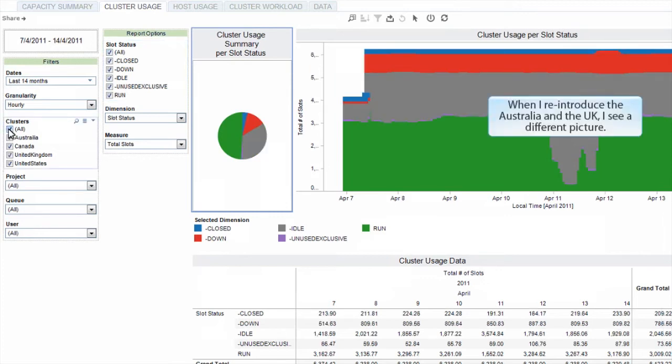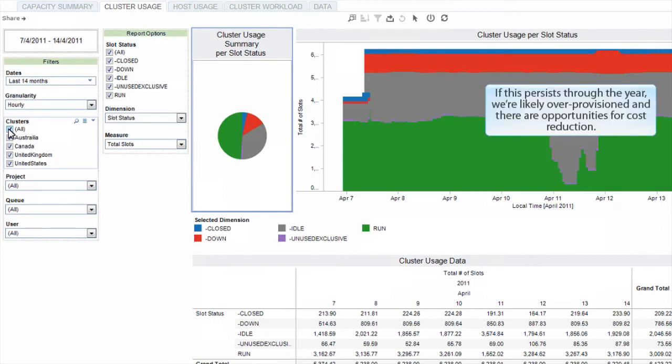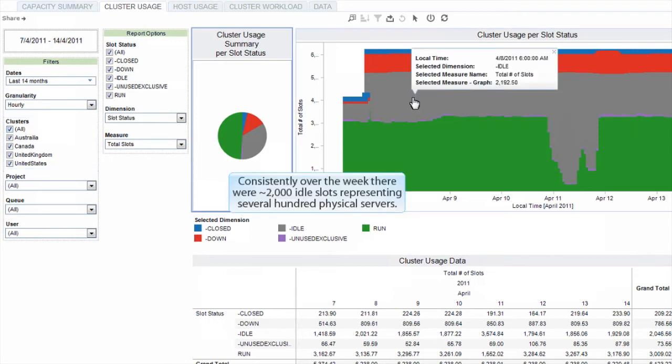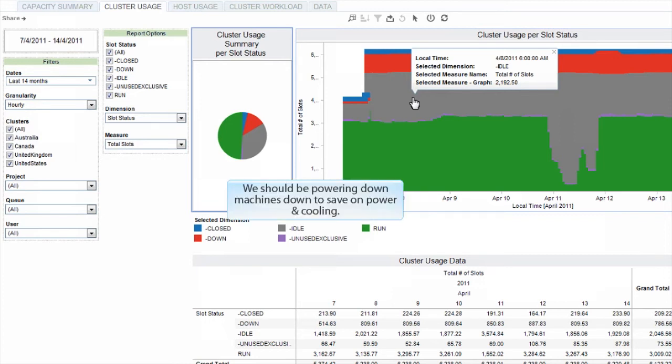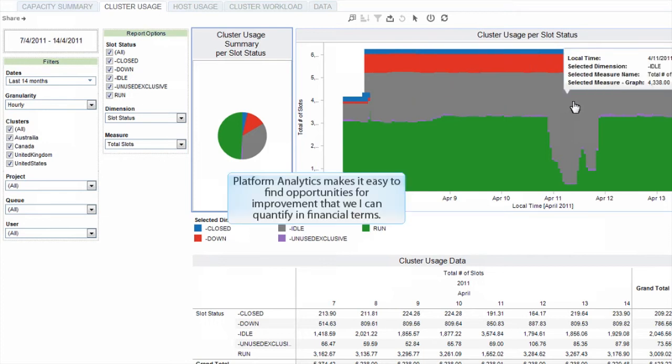When I reintroduce Australia and the UK into the mix, I see a different picture. If this trend was consistent through the year, this would tell me that we're significantly over-provisioned and that there are opportunities for cost reduction. Consistently over the week, there were 2,000 idle slots representing several hundred servers. At the very least, we should be powering these down just to save on power and cooling. Platform Analytics makes it easy to find opportunities for improvement that we can quantify in financial terms.